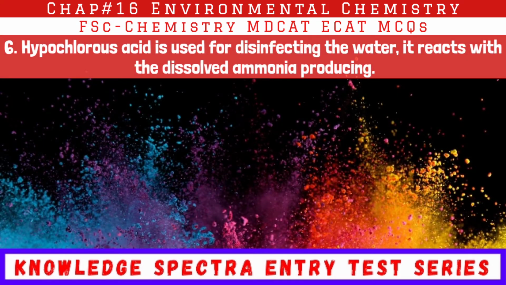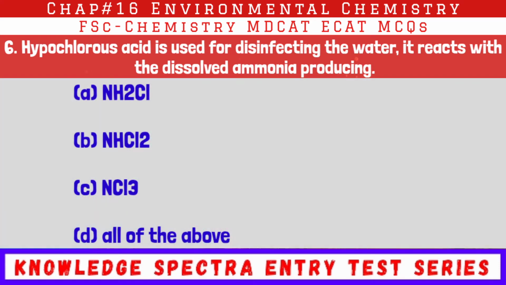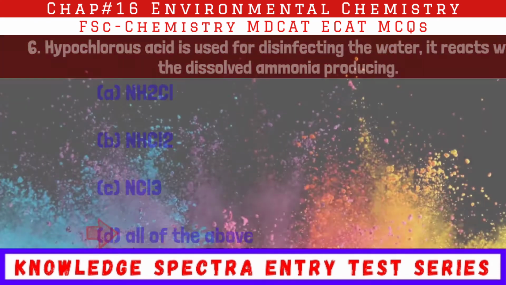6. Hypochlorous acid is used for disinfecting the water. It reacts with the dissolved ammonia producing A. NH2Cl. B. NHCl2. C. NCl3. D. All of the above. Correct answer is D. All of the above.